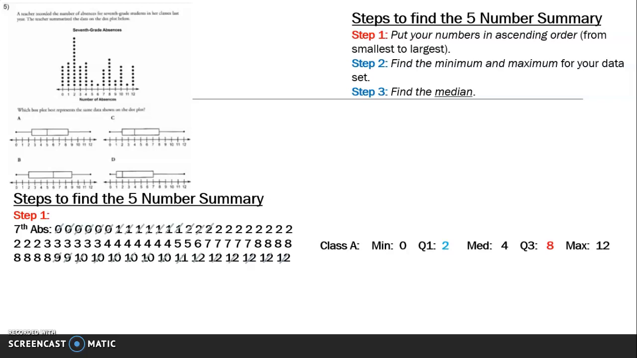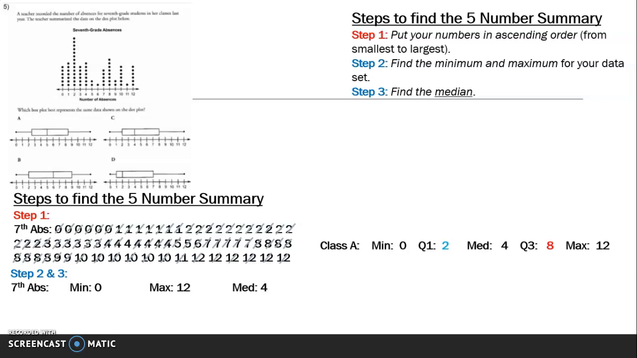Go through it quickly. Here we go. You're going to cross one out, left, right, left, right, left, right, and then you're going to get to one in the middle. So now you can figure out that your minimum is 0, your maximum is 12, and for the median value, we have a perfect median number, and the answer is 4.